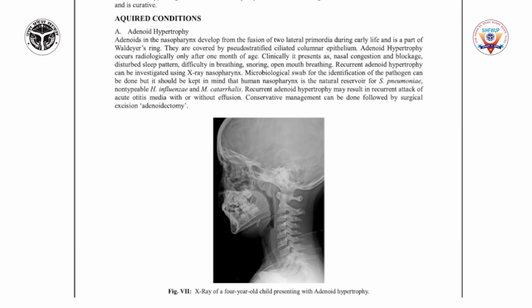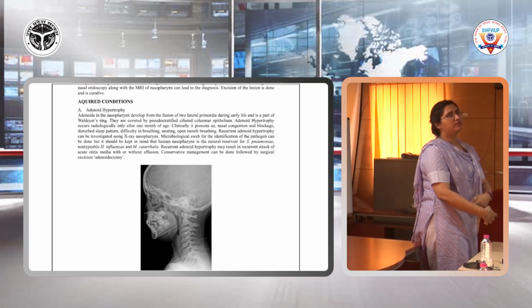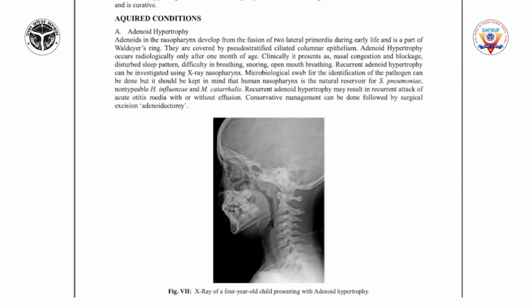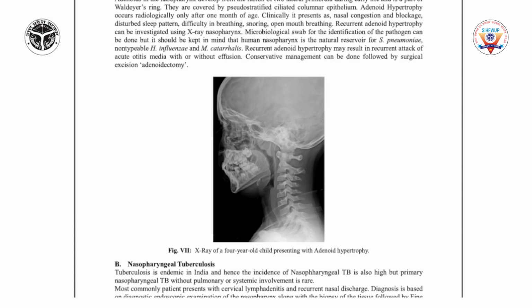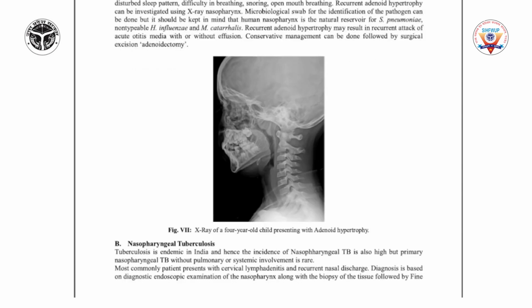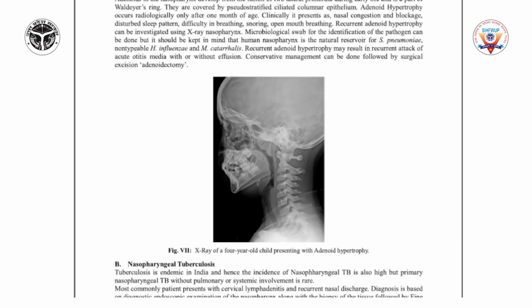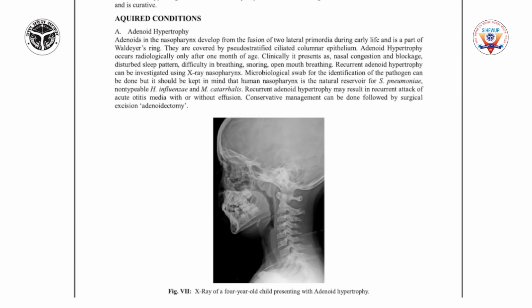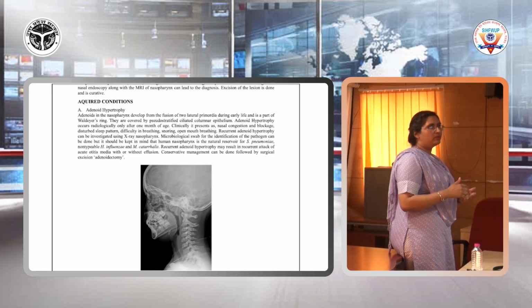Now we come to acquired conditions. In acquired conditions, we have adenoid hypertrophy. For adenoid hypertrophy, what we most frequently ask for is an X-ray nasopharynx. Here is the adenoid hypertrophy, in the X-ray of a 4-year-old boy. If we discuss the bacteriological part, it is most commonly because of Streptococcus pneumoniae and viruses.